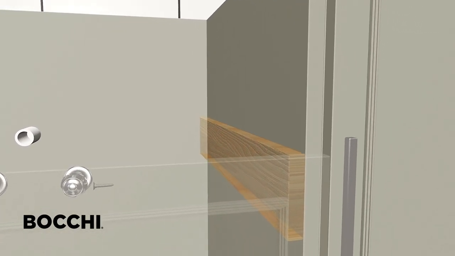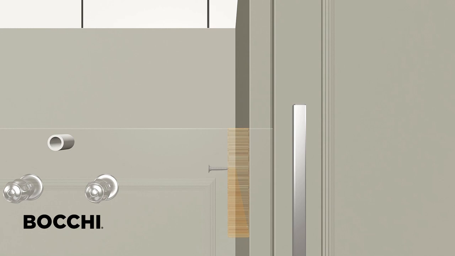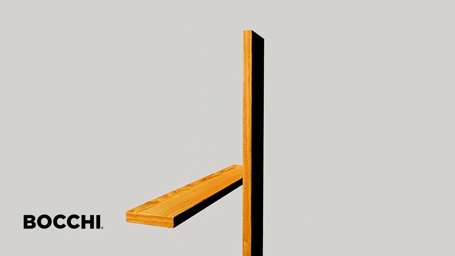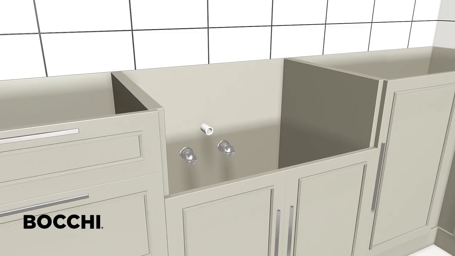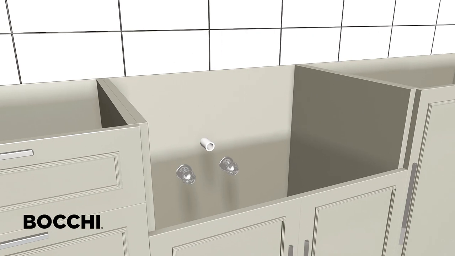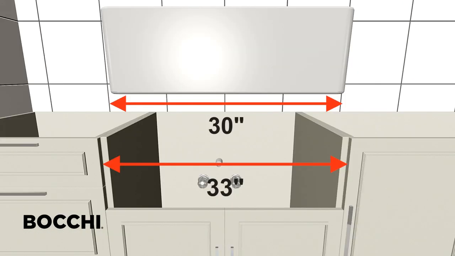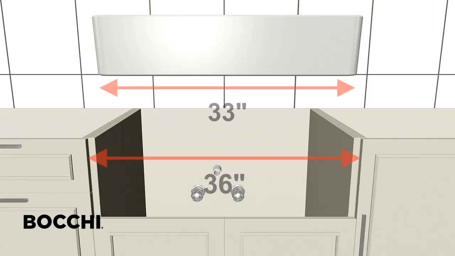Screws will need to be short enough so they will not extend through the inner walls of the adjacent cabinets. Suitable support framing material no greater than 1.5 inches thick. This sink is intended for installation to a standard apron sink base cabinet. For instance, the 30-inch sink is intended for installation to a standard 33-inch base cabinet, and a 33-inch sink is intended for installation to a 36-inch base cabinet.